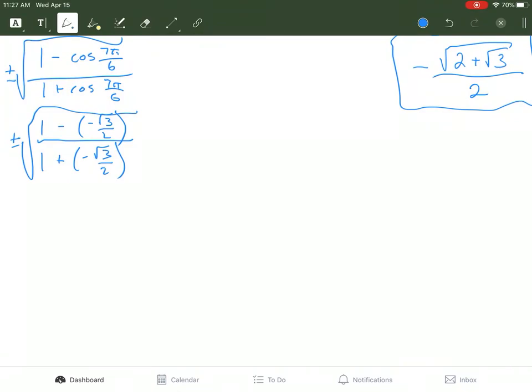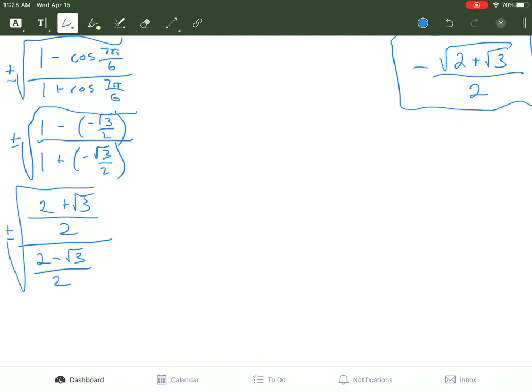All right, just like before, but now we have to do it on the top and the bottom of our fractions. We have to combine our numbers. So the common denominator is going to be 2. We're going to have 2 plus root 3 over 2 on the top. It's going to be plus because the two negatives make a positive. On the bottom, you're going to have 2 minus root 3 over 2. All of this under a big square root with a plus or minus in front of it.